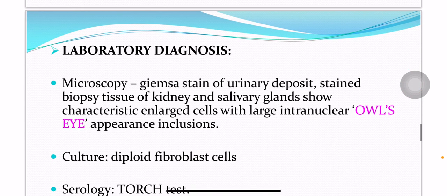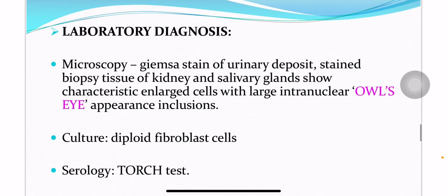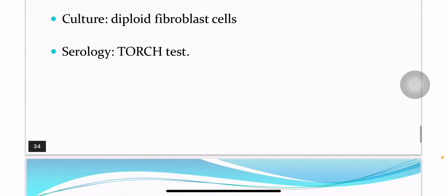In lab diagnosis, in microscopy, Giemsa stain of the urinary deposit, stained biopsy tissue of the kidney and salivary glands show characteristic enlarged cells with large intranuclear owl's eye appearance inclusions. In culture, diploid fibroblast cells can be used. In serology, TORCH test is performed.